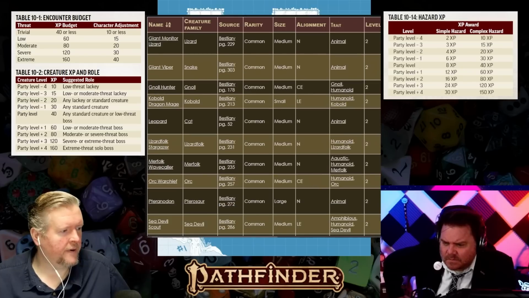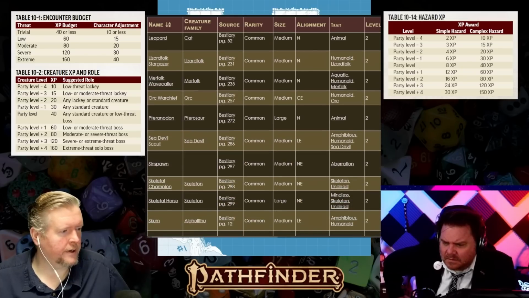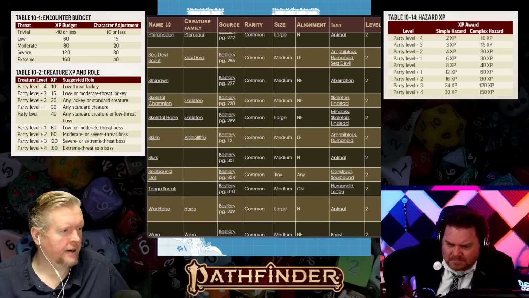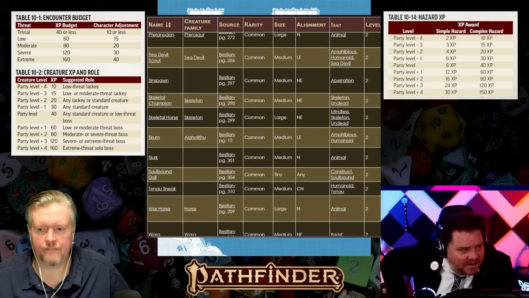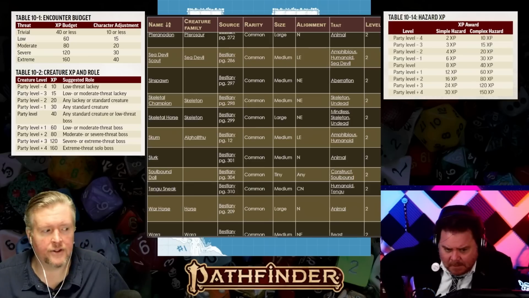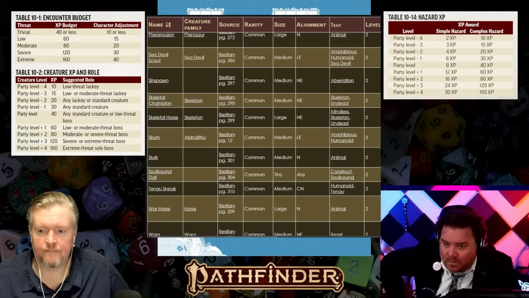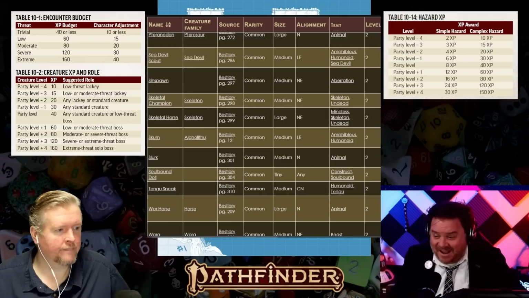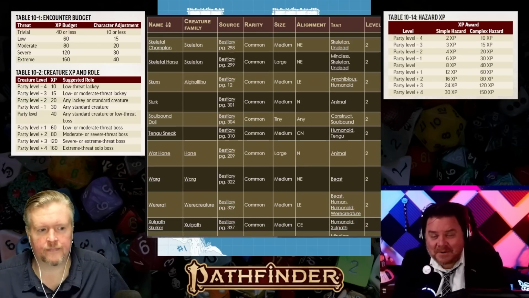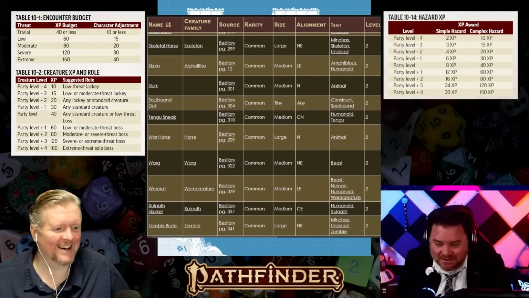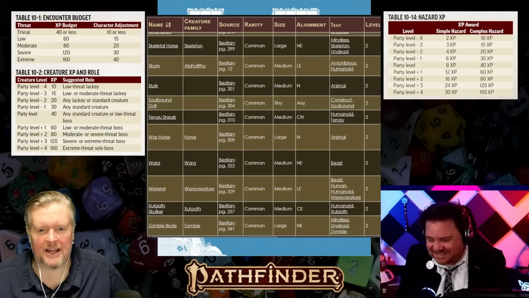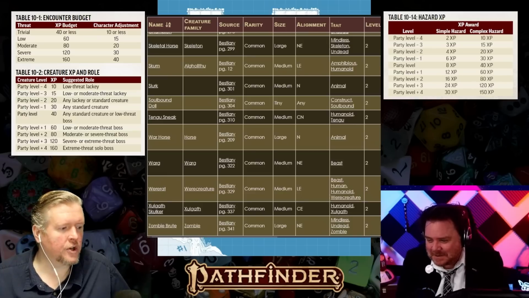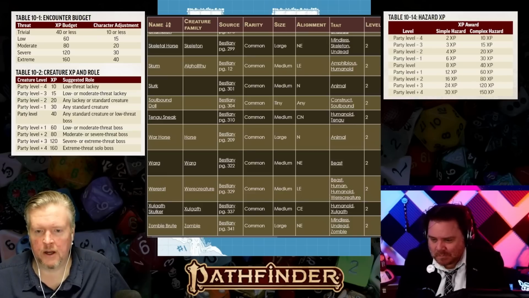Let's see. Giant viper, leopard, lizard folk. I'm going to be honest, Jason. Yeah. I haven't heard anything since you said animated armor. There's also a skeletal champion. Oh, that is like a super skeleton. You put super in front of anything, I'm going to want to put it in the map. I think that sounds awesome. So maybe skeletal champion. There's also zombie brute.